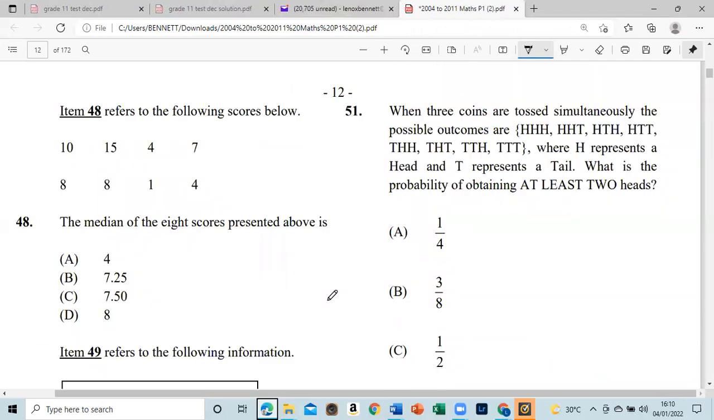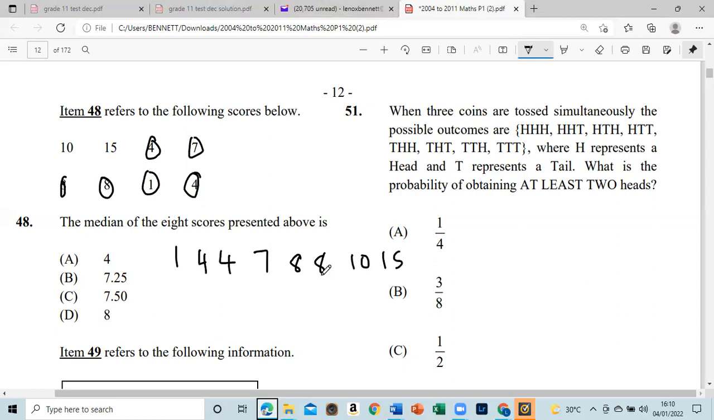For the area to the following scores below, the median of the 8 scores represented above. Oh, the median, so you have to arrange it in ascending order. So 1, 4, 12, then 7, and 8, then 8, then 12, then 10. The reason I do that, guys, is I don't want them to repeat and I don't realize.